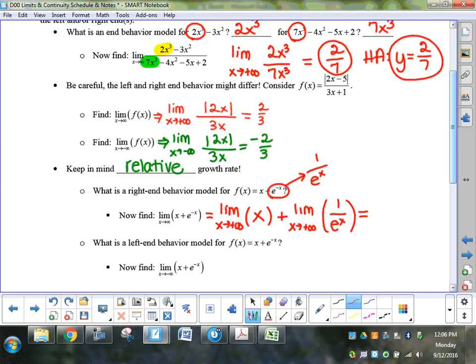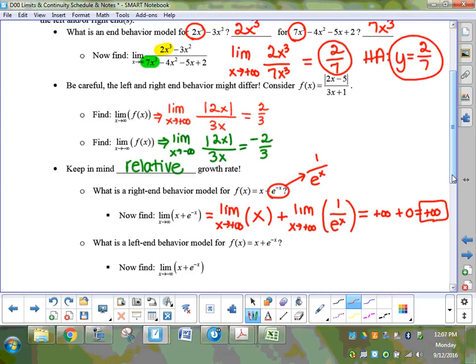Positive infinity. What is this going to? Someone said it. It's a 0. It's going to be a really, really small value. So in terms of evaluating this limit, this is the same as positive infinity plus a 0, which would give you a final answer of positive infinity. What is that doing as we go out? It's going to positive infinity.